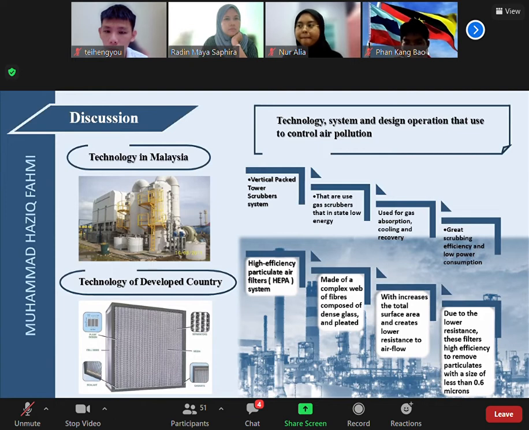Next, from Ms. Jane's opinion, as an experienced expert, about the possibility of bringing in technology for regulating air pollution from other countries, our group chose the high efficiency particulate air filter, the HEPA system. It is made of a complex web of fiber composed of dense glass and pleated, which increases the total surface area and creates lower resistance to airflow. Due to the lower resistance, this filter is highly efficient at removing particulates with a size of less than 0.6 microns.